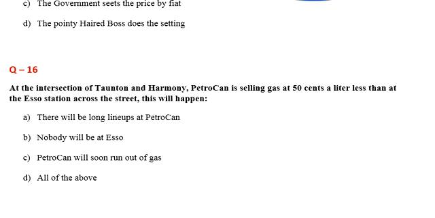Question number 16. At the intersection of Taunton and Harmony, Petro-Canada is selling gas at 50 cents a liter less than the Esso station across the street. There will be a long lineup at Petro-Canada, obviously. Nobody will be at Esso. I won't go there. Petro-Canada will soon run out of gas. Sure. So all of the above.